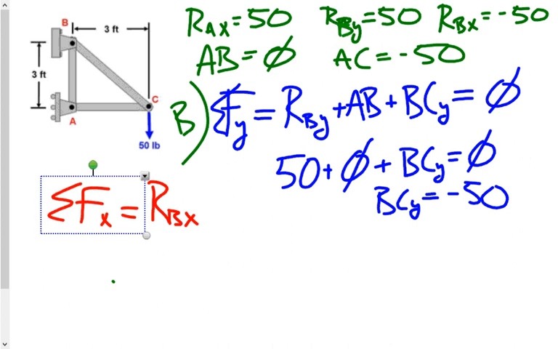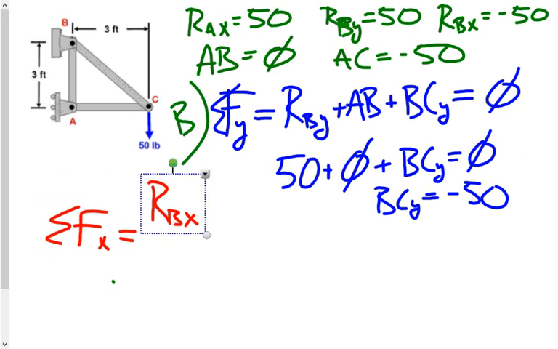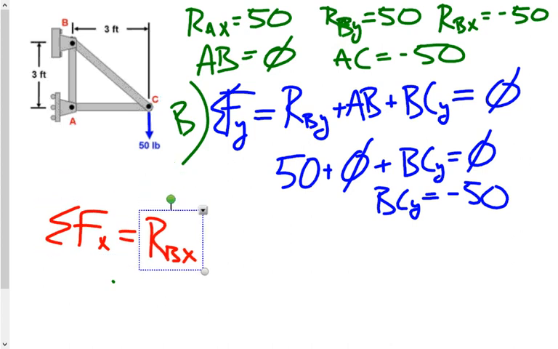Move this down a little bit. All right, what else do we have? The only other force again is going to be BC, but it's only BC in the X direction now. Am I right? Make sense? Okay, so we say plus BC in the X direction, and that adds up to 0.